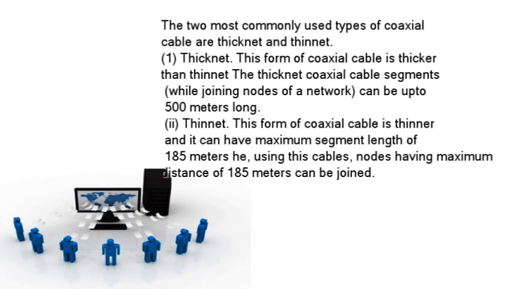Thicknet is the form of coaxial thicker than thinnet, and it can be up to 500 meters long. Whereas thinnet is the thinner coaxial cable and it can have a maximum length of 185 meters. Using the cable, nodes having a maximum distance of 185 meters can be joined. So this is the basic difference between thicknet and thinnet types of coaxial.